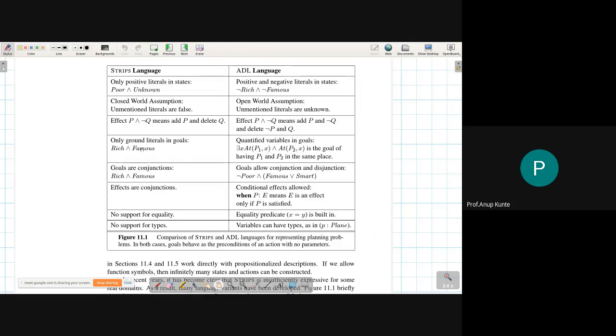in the STRIPS language. Please understand that goals are always conjunctions in the STRIPS language, whereas goals allow conjunction and disjunction both in ADL language. That's another thing that ADL allows.